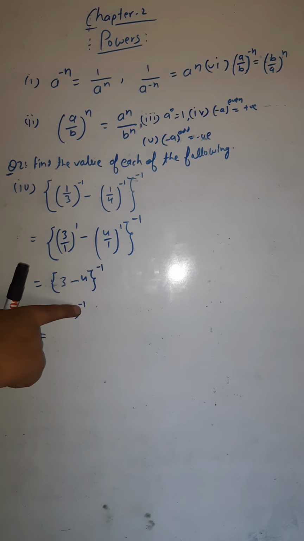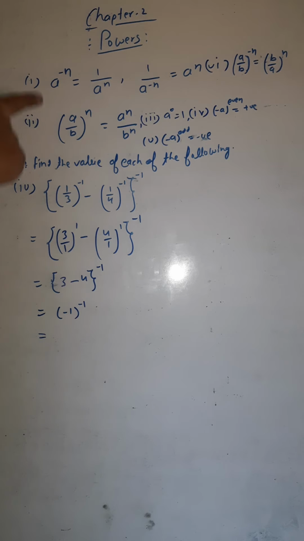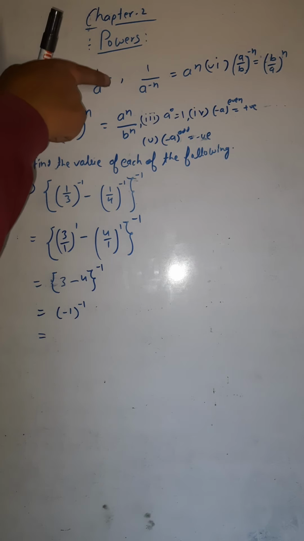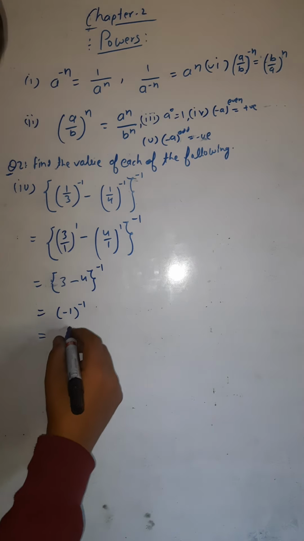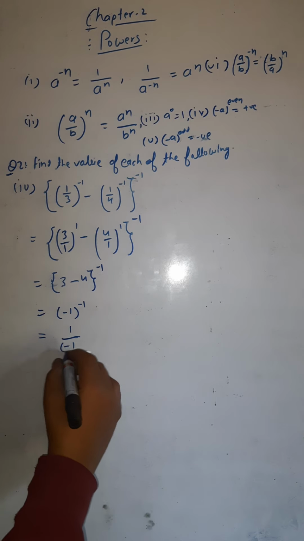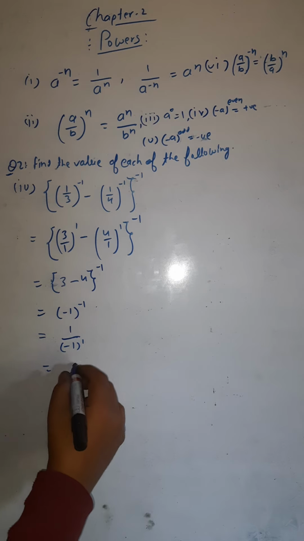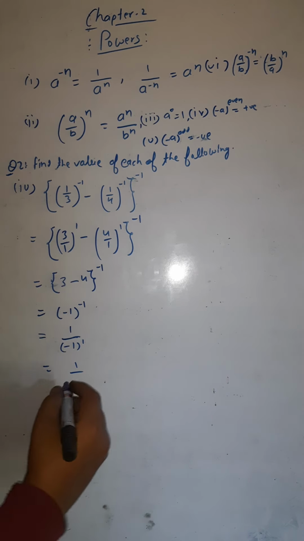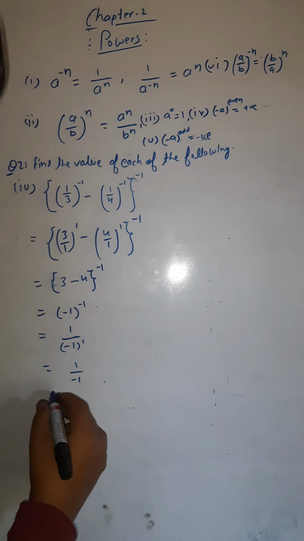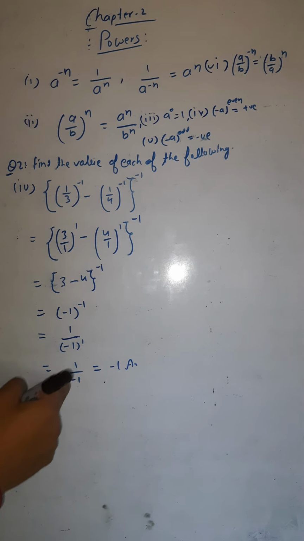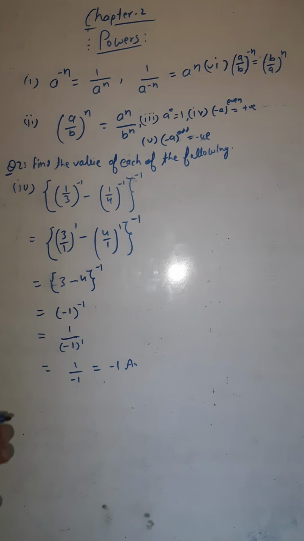This power minus 1 you have to make positive. How? Using this one. So I can write minus 1 raised to the power minus 1 as 1 by (minus 1) raised to the power plus 1. The power would become positive. If the power is 1, no need to worry, the answer would be the same, that is minus 1. So if you are dividing 1 by minus 1, the answer would be minus 1. Are you getting this? Yes.